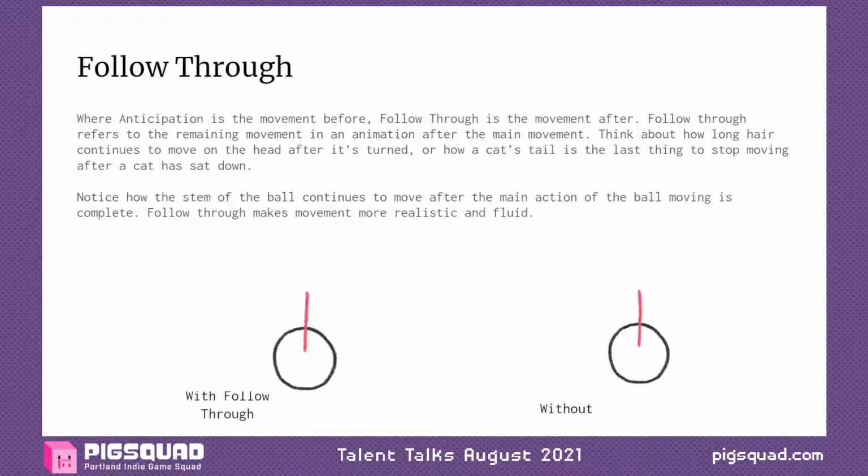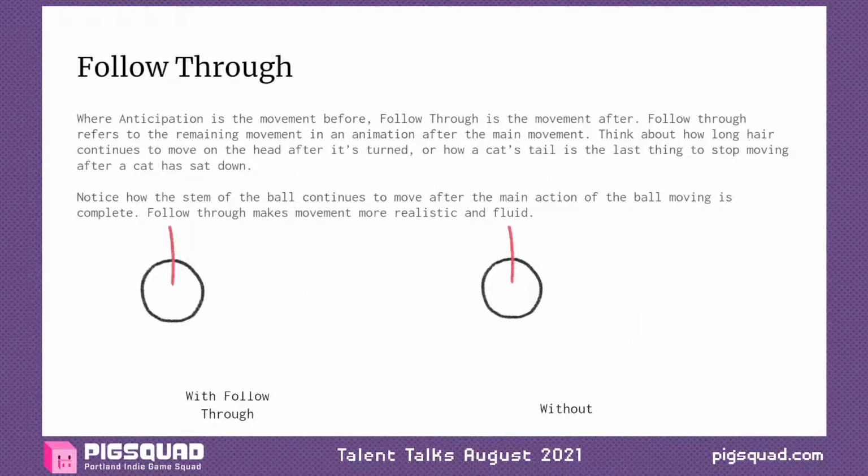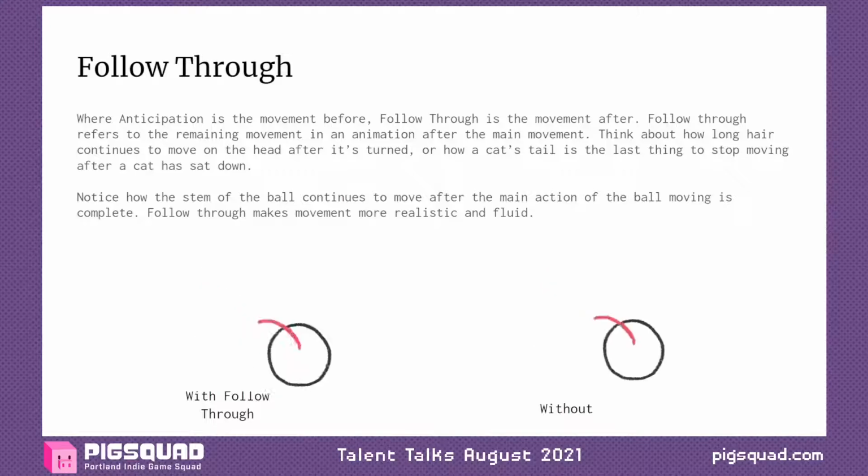With the examples below, notice how the stem of the ball continues to move after the main animation of the ball moving is complete. So the follow through is making that movement feel a little bit more realistic and a little bit more fluid. Things aren't all just moving at the same speed.